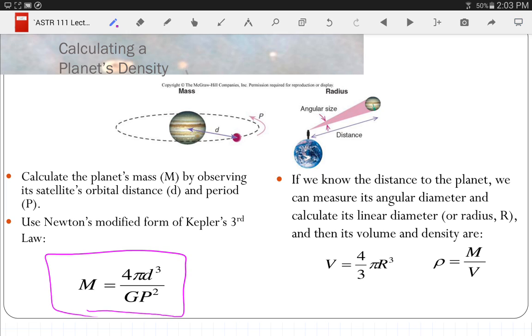We can also, just by measuring the angular diameter and knowing how far away they are, determine what the radius of the planets are. And if you know the radius, you know the volume. For a sphere, the volume is 4/3 pi times the radius cubed. And so knowing the volume and knowing the mass from Kepler's third law, you combine those two and you can calculate the density of the planets. And what did you learn about the densities of the planets from Friday?